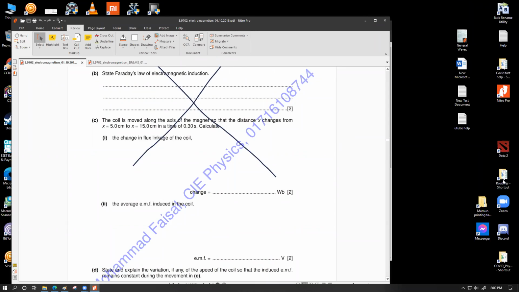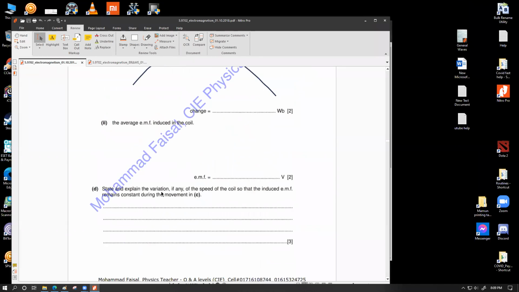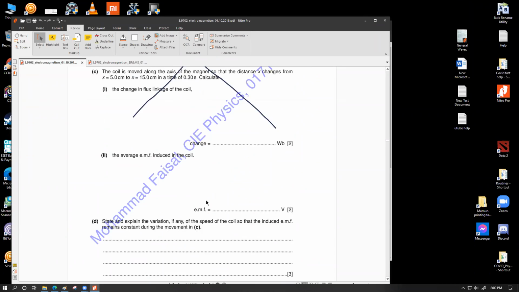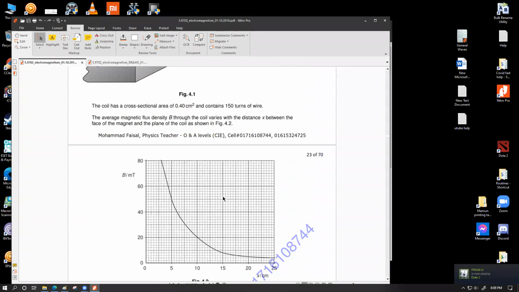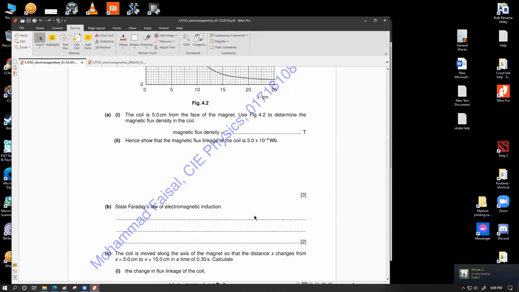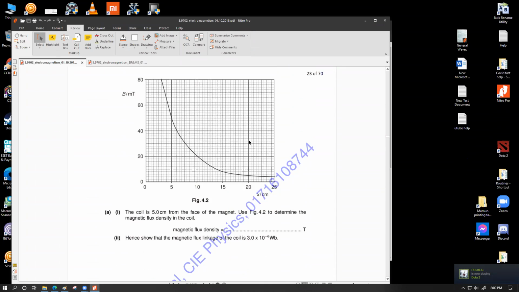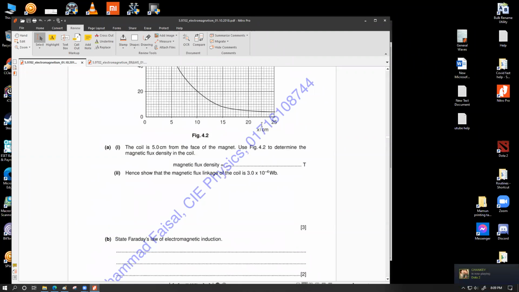How should we answer this? Because of the variation in the speed of the coil, the induced EMF remains constant during the movement in C. Okay, this is an interesting question. The question is asking whether there should be any variation in the speed of the coil as it moves from 5 centimeter to 15 centimeter, so that the EMF generated over this duration remains the same.